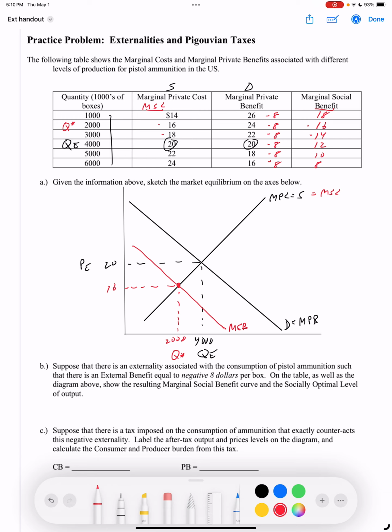So now we have the externality situation, and again, we can label the vertical distance between our two curves here. That's the external benefit. That's the -8 shift down.